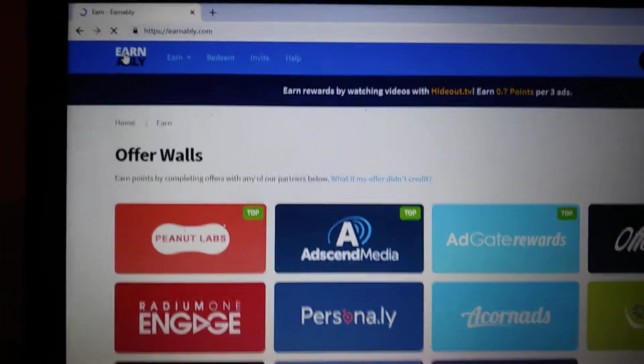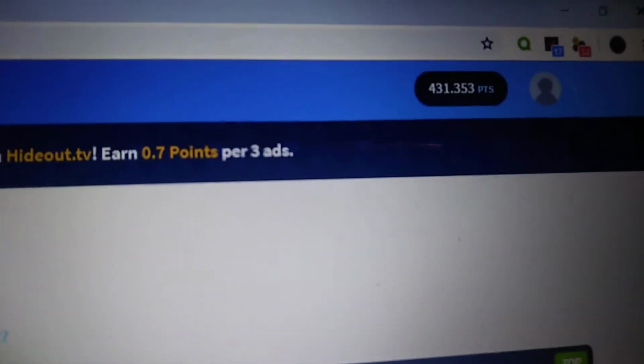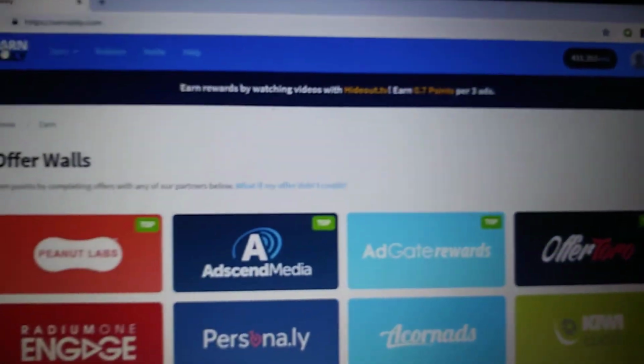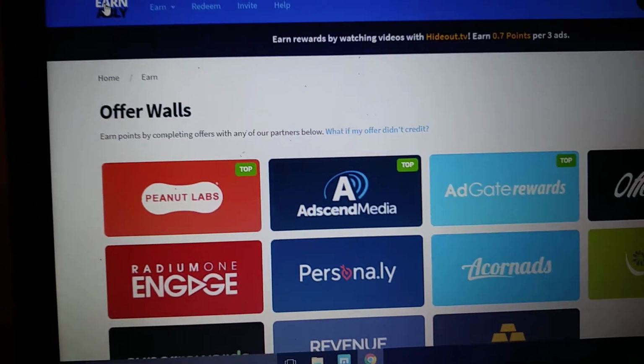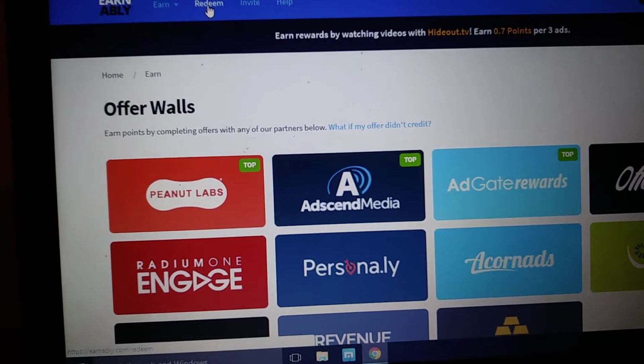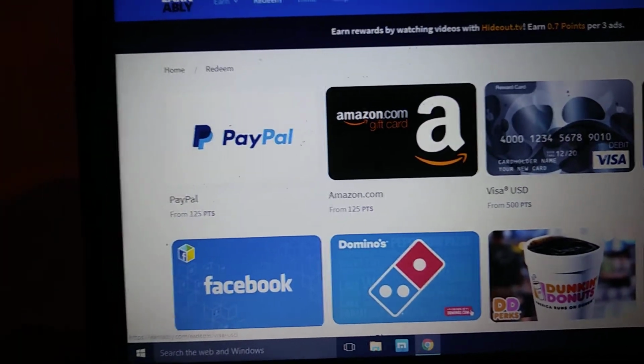All right, Earnably is a really cool site. I'm on the verge of my next cash out. You see here, I have $4.31. But on this site, you can actually cash out at a dollar. Okay, now let me just show you the redeem section real quick before I really get into how I make money with this site. All right, and they have a really cool feature on here with the redeems.